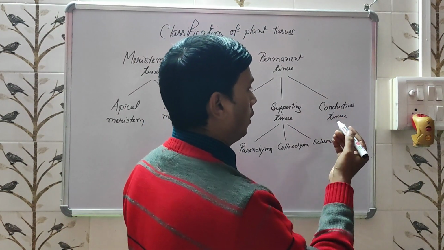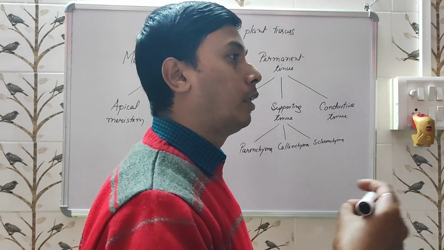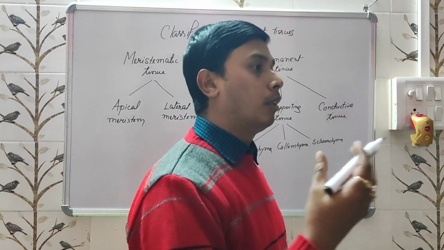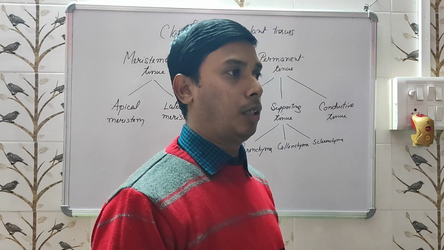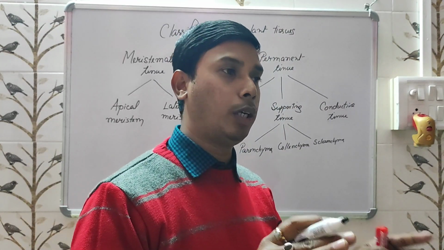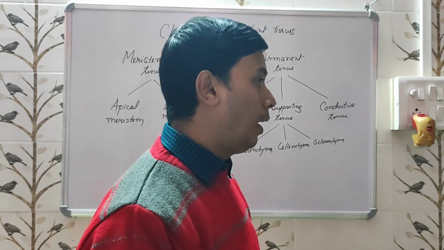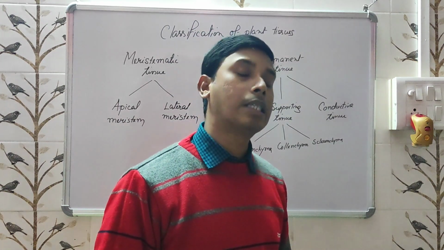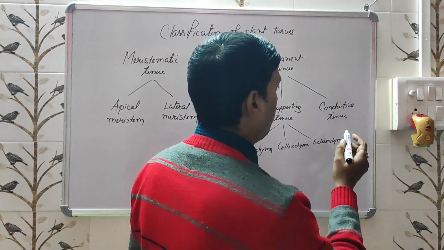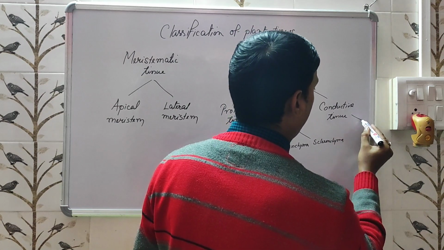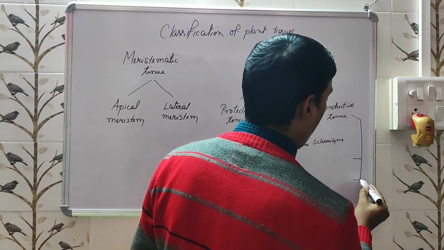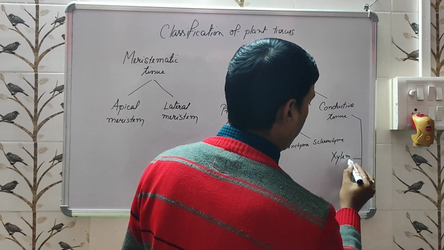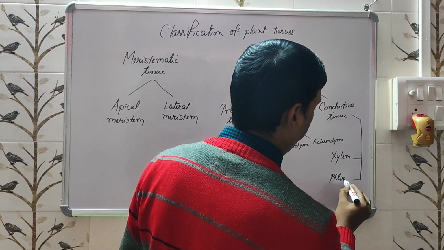Conducting tissue, as I told you, means they are conducting some substances. Some conducting tissues conduct or transport water and minerals, and that kind of conducting tissue is specifically called xylem tissue. Another type of conducting tissue mainly transports food substances, and we call it phloem tissue. So I am writing here about the conducting tissue. We can divide conducting tissue into two main categories: one is called xylem tissue and another is called phloem tissue.